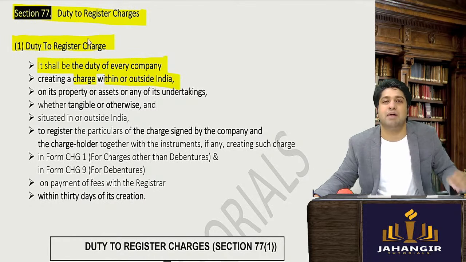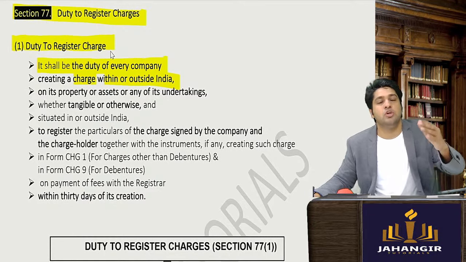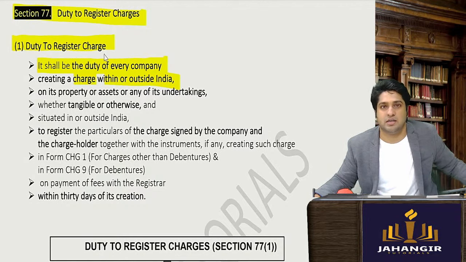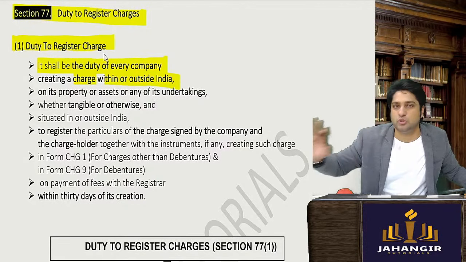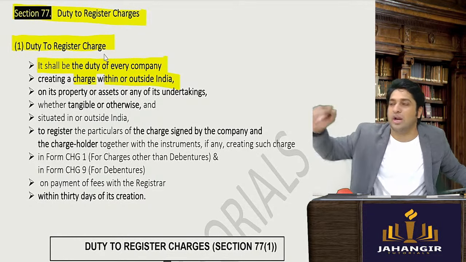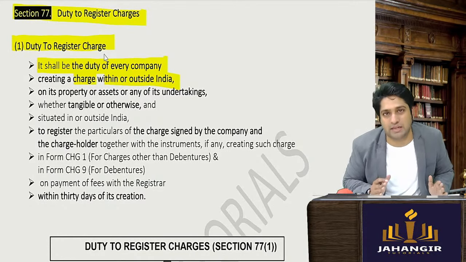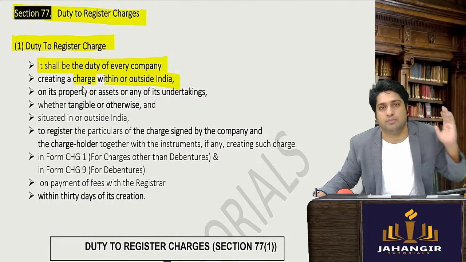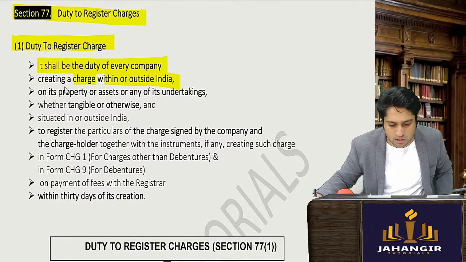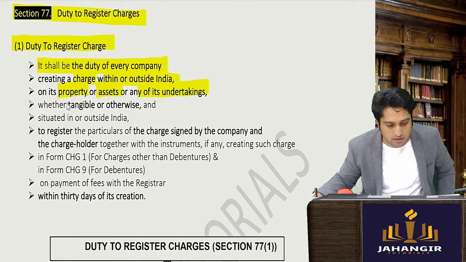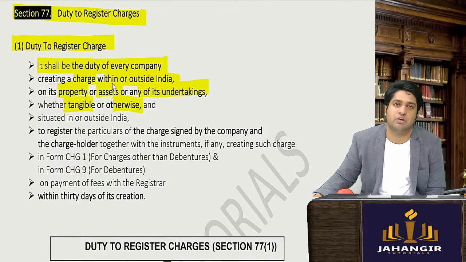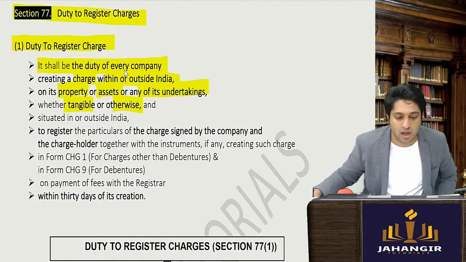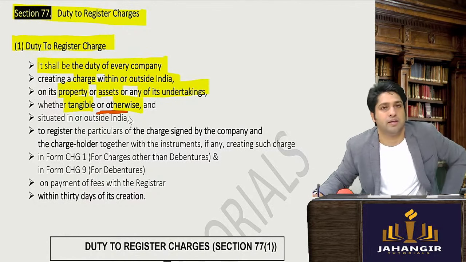Nowadays we have many MNCs, multinational corporations. You go and see Tata has a property in Europe. Asian Paints is listed in the US. So they can have assets abroad. So I can choose to keep security assets in India or assets abroad. If a company is keeping assets anywhere in the world as security, they have to inform the ROC on any of its property, assets or undertaking, whether tangible or intangible. Now tangible, I can understand: properties which you can see and touch, like plant and machinery, land and building. How do you keep an intangible property as security?